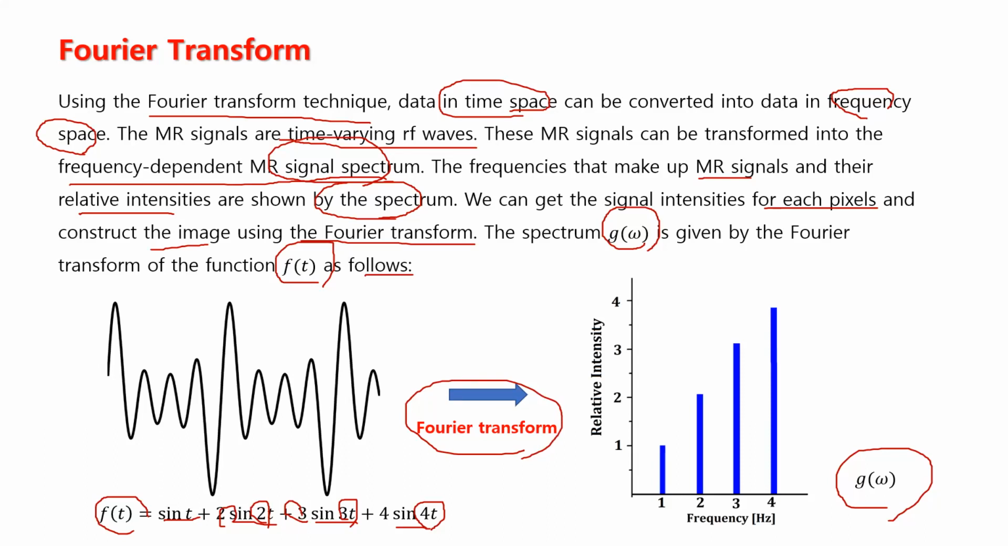So in the spectrum, you can see that frequency 1 Hz has amplitude 1, and frequency 2 waves amplitude 2, and 3 and 4. In this way, we can decompose the time-varying signal into the spectrum of the wave by using the Fourier transform.